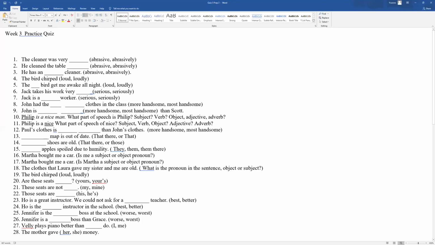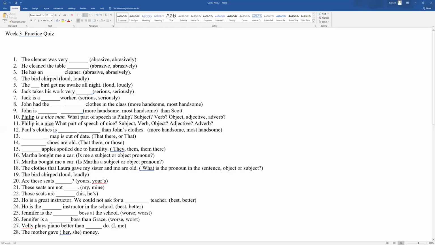Jack takes his work very seriously because seriously modifies how hard he worked. Jack is a serious worker because serious modifies worker. John had the most handsome clothes in the class. This is a superlative because we're comparing it to a whole group, more than 2. Jack is more handsome than Scott. More handsome is a comparative. When we're comparing 2 things, then it is a comparative, more handsome.